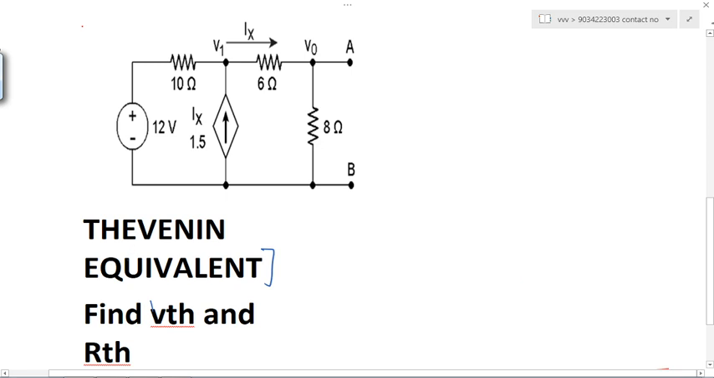Okay, in this we need to calculate according to the Thevenin equivalent. We need to calculate VTH and RTH. So how can we do? We have to follow certain steps of KVL, then accordingly we can do it easily.